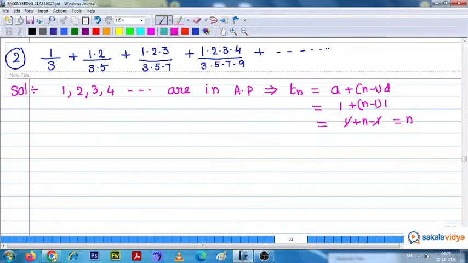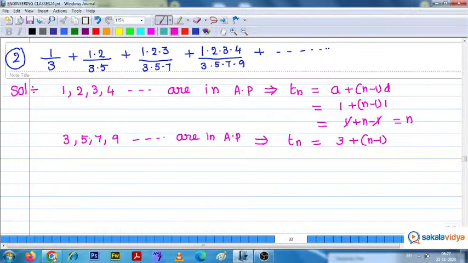So now you can see 3 into 5 into 7 into 9. Next one, 3, 5, 7, 9, 3 plus 2 is 5, 5 plus 2 is 7, 7 plus 2 is 9, and like that you will be getting. So these are also in AP. Let us find out the nth term of this series. Tn is equal to a, which means 3, plus n minus 1 into common difference. Common difference means 5 minus 3 is 2. So n minus 1 times 2. So we get 3 plus 2n minus 2, that is 2n plus 1.